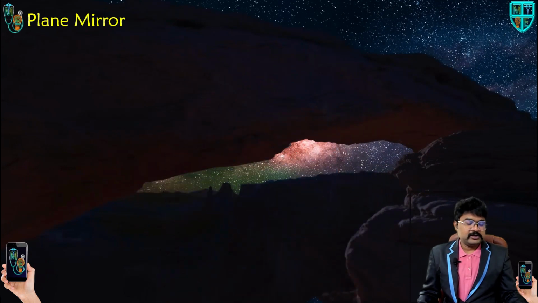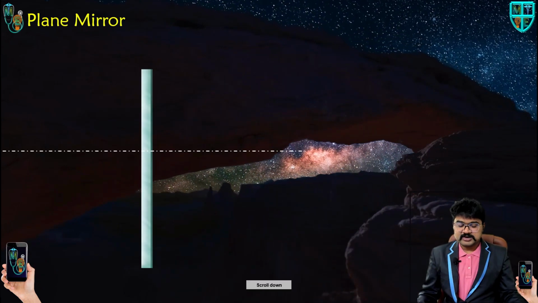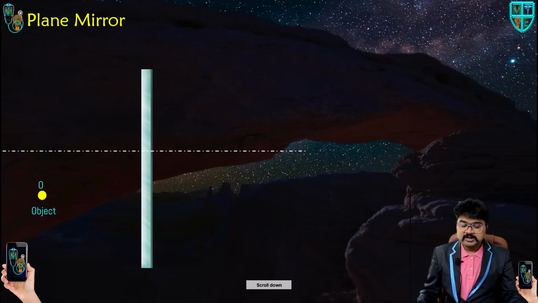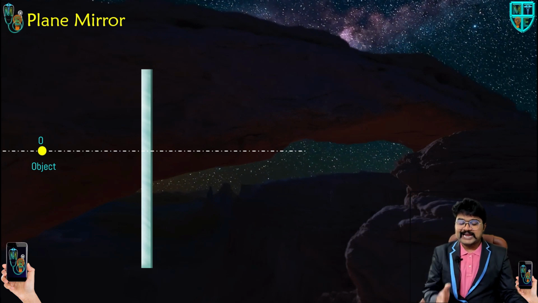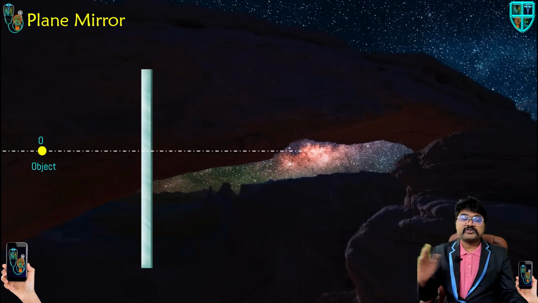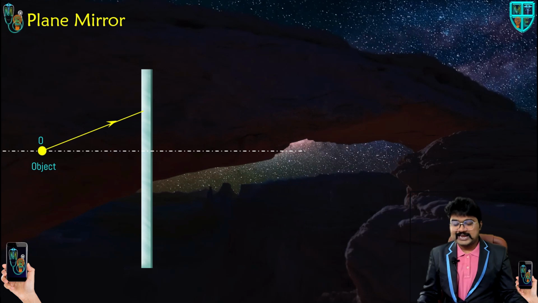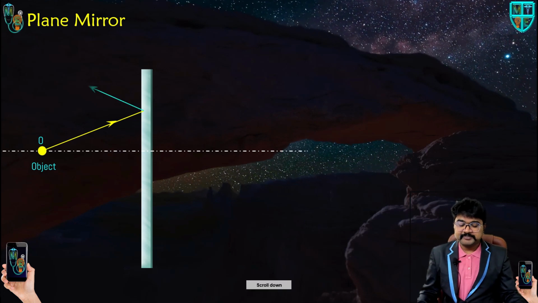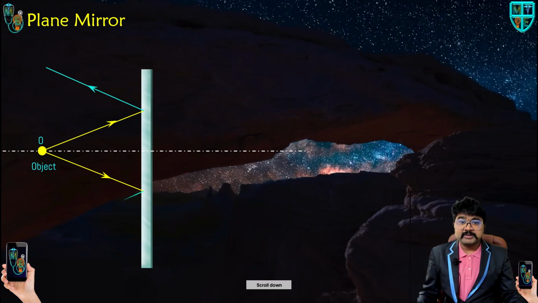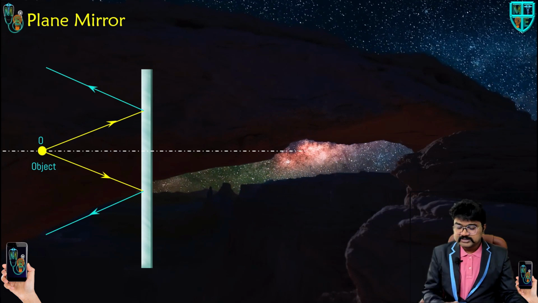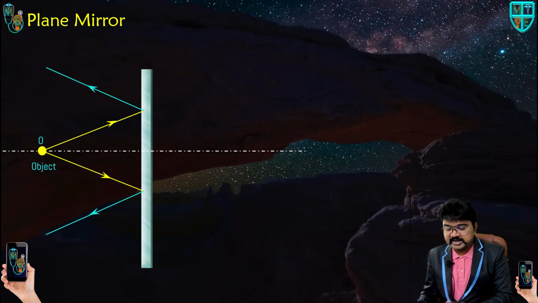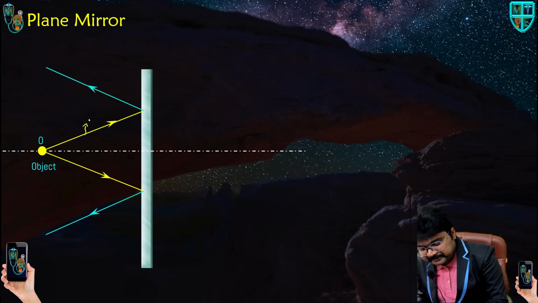See here, now just observe the plane mirror. Here the normal is drawn perpendicular. This is the normal perpendicular to the mirror, and an object is placed at a distance L from the mirror. The object is on the left side of the mirror. Now an incident ray is incident on the mirror, then it is reflected back. One more incident ray is incident on the mirror, and it is reflected back to the same medium. This blue color is nothing but the reflected ray.